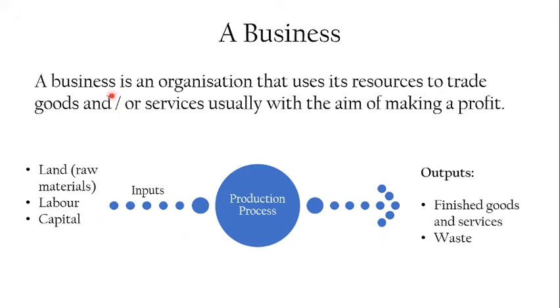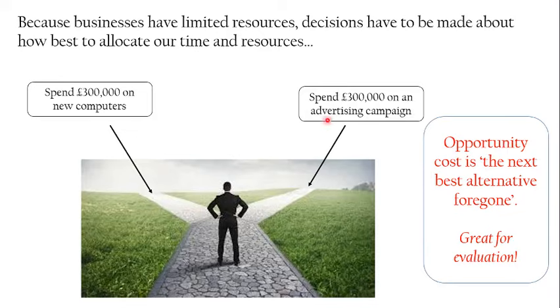So, what is a business? This is the first thing we learn. It's an organisation that uses its resources to trade goods and services with the aim of making a profit. In other words, a business has land, labour, capital, and those factors of production are organised by the enterprise, the management, into a production process. They're combined in the production process, and businesses make outputs, which are goods and services, usually with the aim of making a profit. All right, meeting customers' wants and needs.